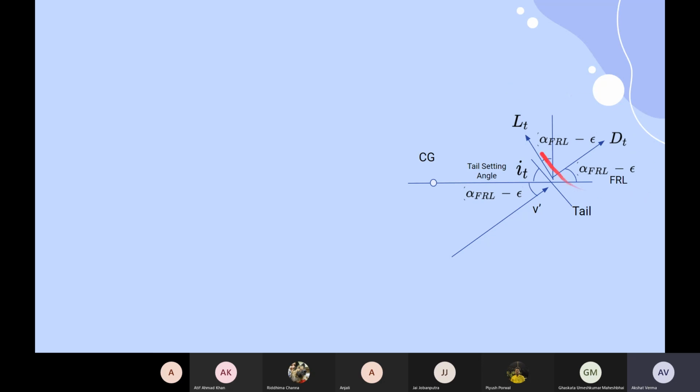Okay, so I presume no doubt. Let's move ahead. This distance between your CG and the tail, more precisely the aerodynamic center of your tail and the CG, is termed the tail moment arm and is represented by LT. We'll look at how it helps us in writing the moment.